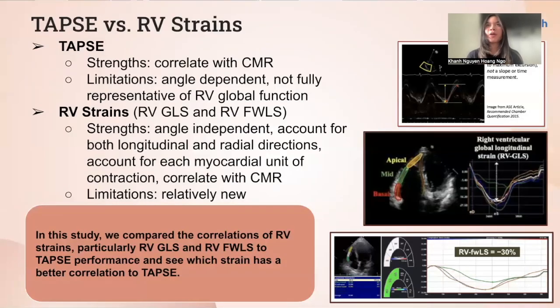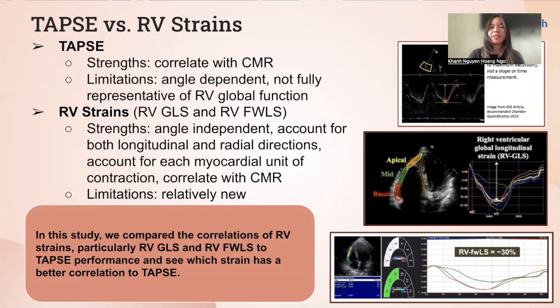The gold standard for assessing RV function is actually something else. It's called cardiac magnetic resonance, also known as CMR. However, it's not widely used because it's very expensive and it's not widely available. And so that's where TAPSE and RV strains come in.